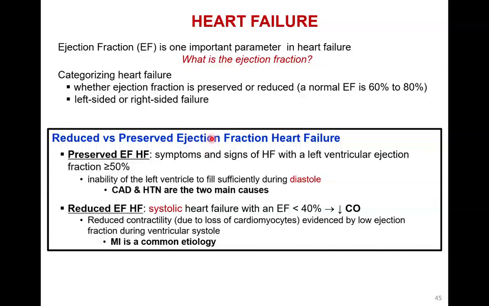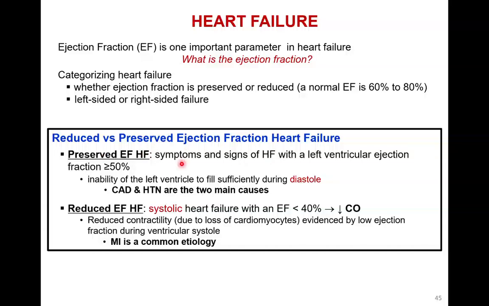So patients with symptoms of heart failure sometimes are categorized based on whether or not their ejection fraction has been preserved. And again, don't think of it as stroke volume. Think of it as how much, or what percentage, of that end diastolic volume is being ejected. So they're categorized as either having reduced or preserved ejection fraction heart failure. With preserved, EF is ejection fraction, HF is heart failure.